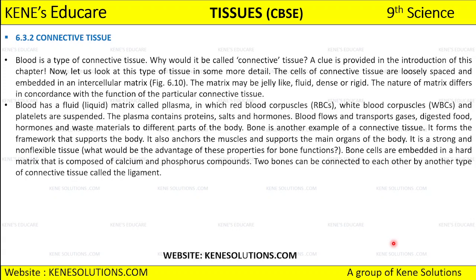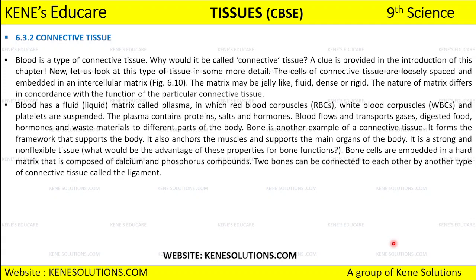Now after this blood, bone is another example of a connective tissue. Bone क्या है? Bone is another example of connective tissue because bone forms the framework. Bone क्या form करता है? It forms the framework that supports the body, and not only that, it also anchors the muscle and it supports the main organs of the body. So bone is a strong and non-flexible tissue.